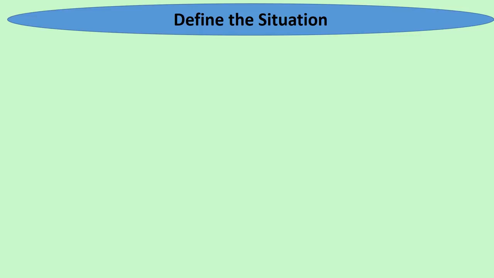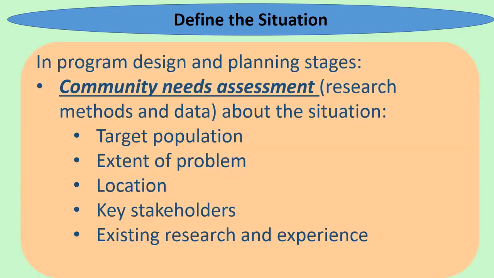When logic models are used in the program design and planning stages, a community needs assessment usually helps to guide the process of defining the situation. A needs assessment uses research methods and data to inform program planners about things like who the target population is, the extent of the problem, the location, key stakeholders, and existing research and experience.